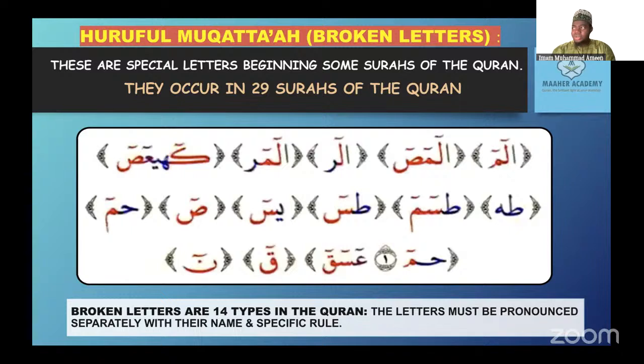All these symbols you see on top of them are not vowel sounds. This is not a fatha whatsoever. These are called the mad symbol. There are 14 types of Huruf al-Muqatta'a in the Quran, and they start at the beginning of about 29 surahs. Imagine we have 114 surahs in the Quran, and the Huruf al-Muqatta'a start at the beginning of about 29 of them.